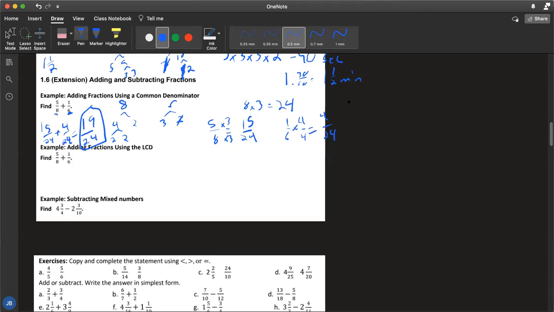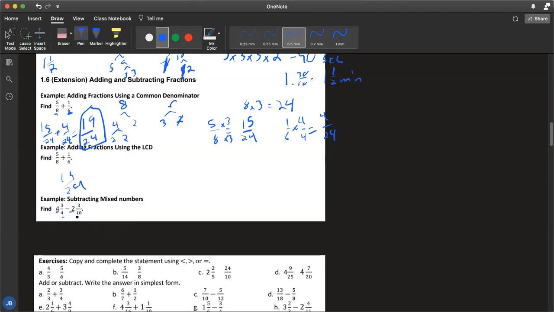Okay, so now we're going to add fractions using the lowest common denominator. Okay, so 5, 6, oh, we did this one, right? This is 19 over 24. So now we're going to subtract using mixed numbers. All right, so we got a couple different ways we can do this, right? We can either multiply our 4 through and our 2 through, or we can pull it out and do our whole numbers and then fractions.